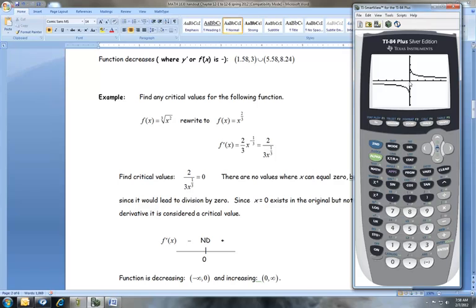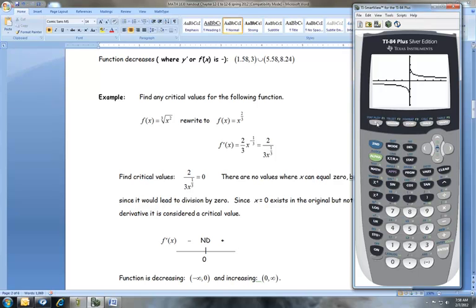Okay, notice I've got a break. Let's see about my signs. Notice my derivative is not defined because I can't have division by 0. Notice to the left of an x value of 0, it is below. That's where that negative came from. To the right, it is above. That's where the positive came from. So this function is decreasing from negative infinity to 0 and increasing from 0 to infinity.